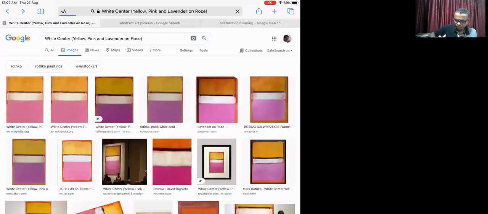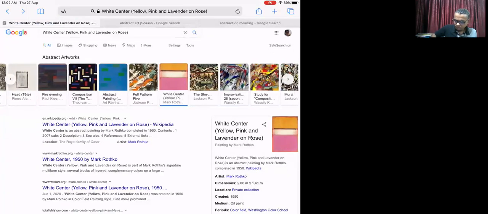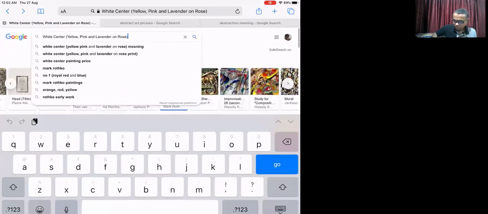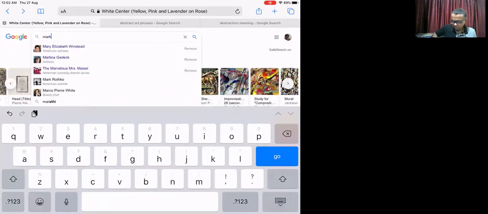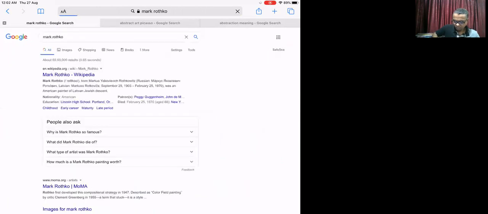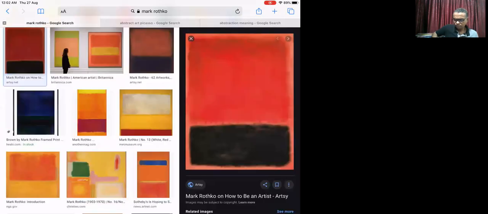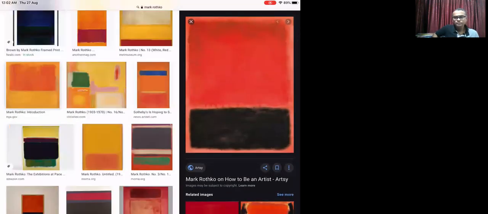Let me show you a few more of Rothko's paintings. Here, this is another one. This is another one.